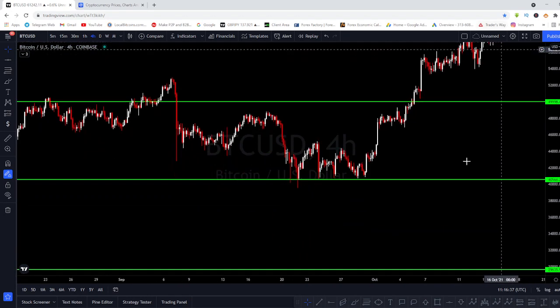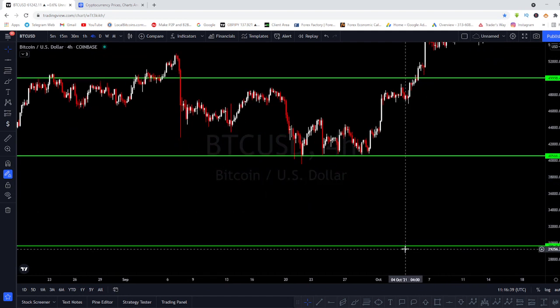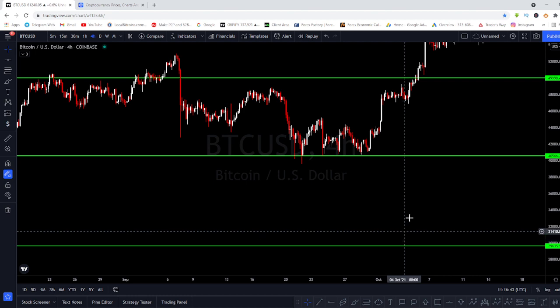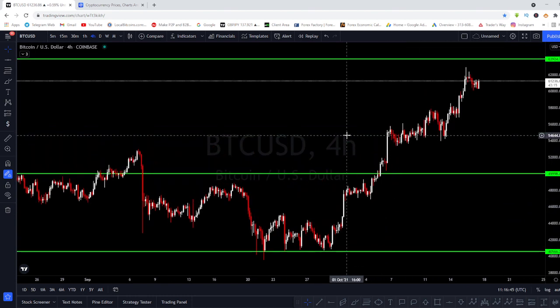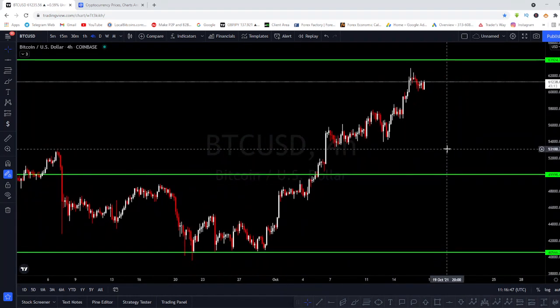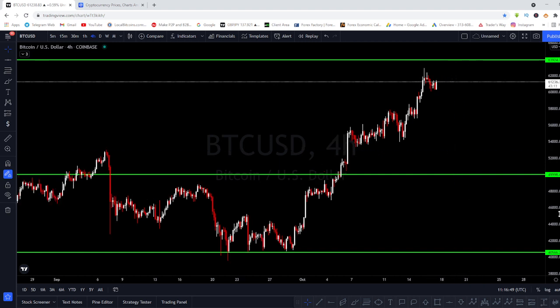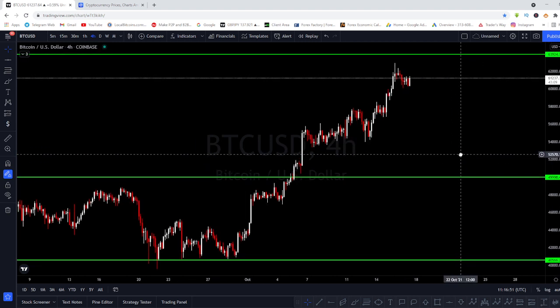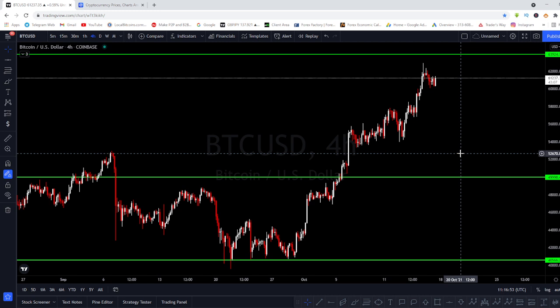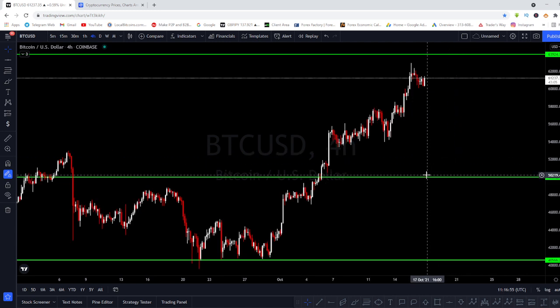You can see I omitted this support because it's very, very far. This is around price 30,000, so I don't have anything to do with that for now. You can see this is BTC USD now on the 4-hour time frame, and we've already marked out our support and resistance quite well.